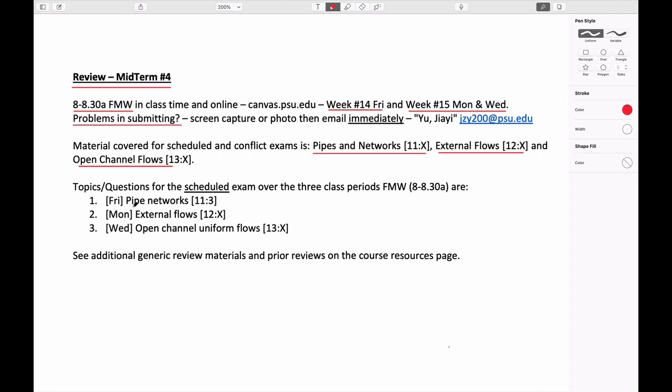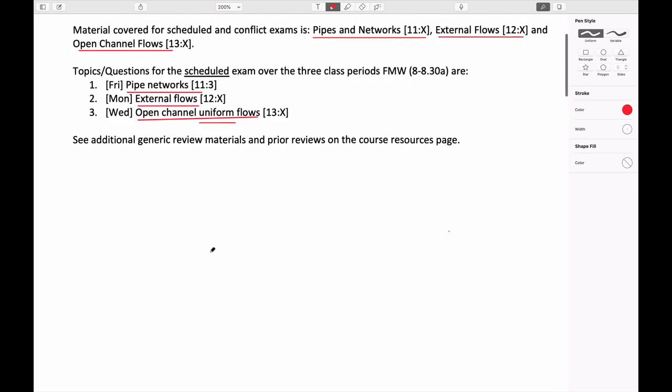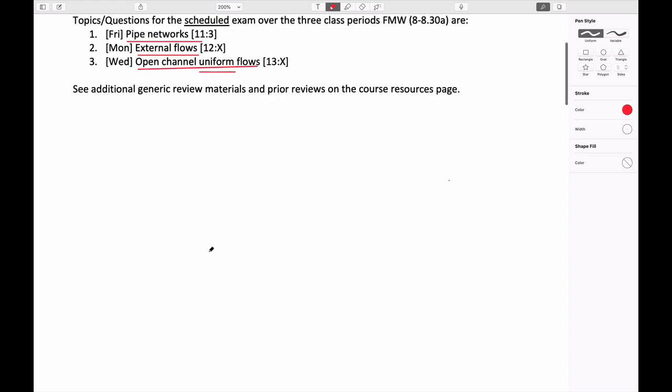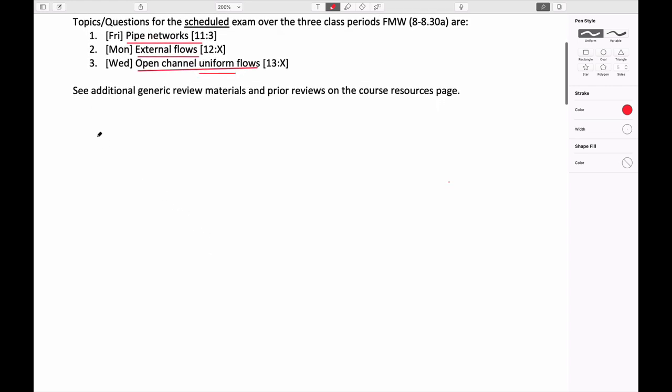And in terms of the individual components, the Friday midterm is on pipe networks, which is really 11.3. The Monday following that is external flows, and then the final is on the Wednesday, which is uniform flows. I guess out of all the material in chapter 13, uniform flows is probably the most straightforward. And so this is the material for the scheduled exam, and I'll just go quickly through it.